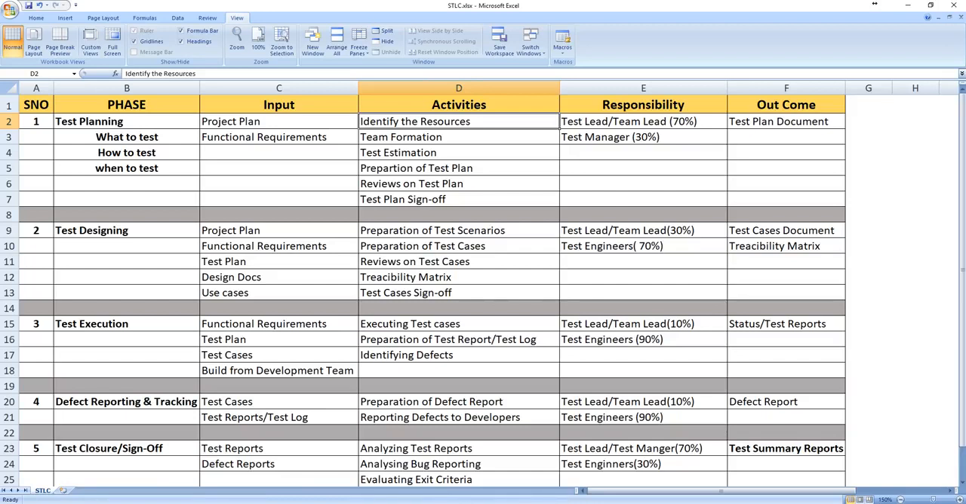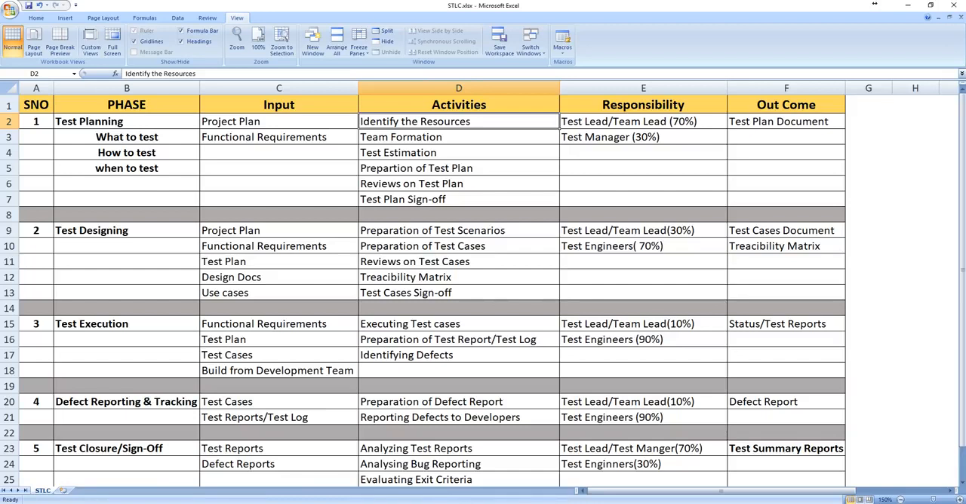Then team formation. They identify all the resources, then they choose a team. Suppose in companies a number of people are waiting for projects. Some have the skills and some do not have the related project skills. So they check who has the project related skills, and then they choose and form a team. So, team formation and test estimation.